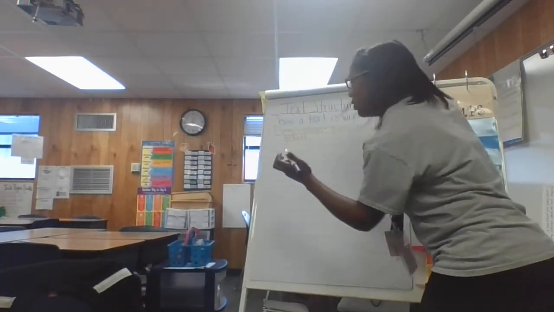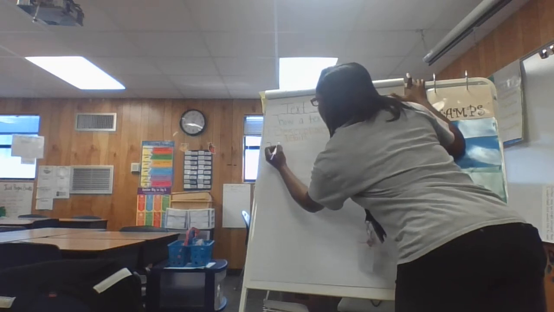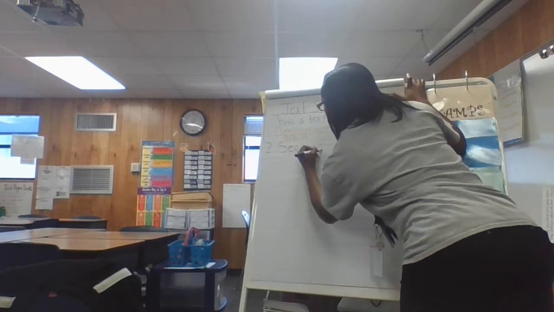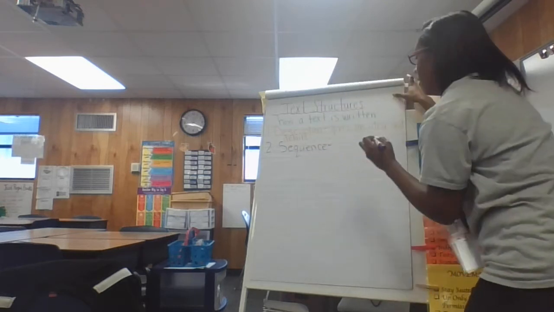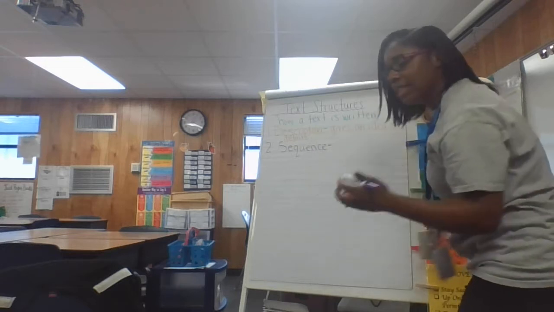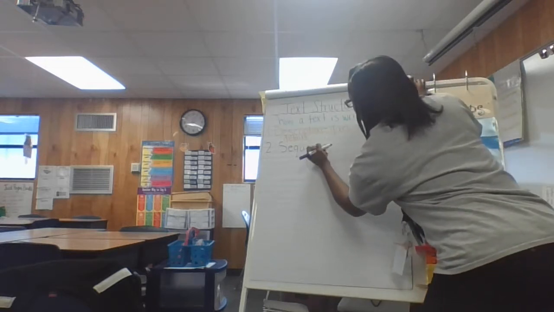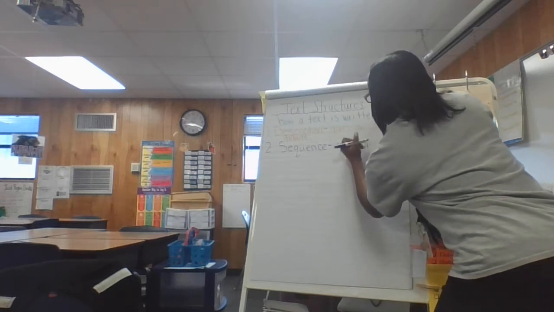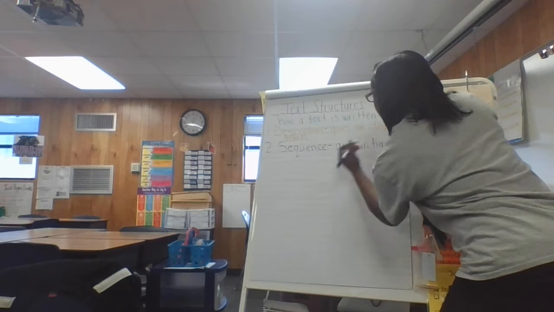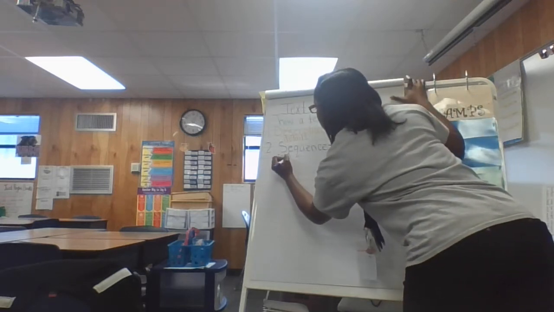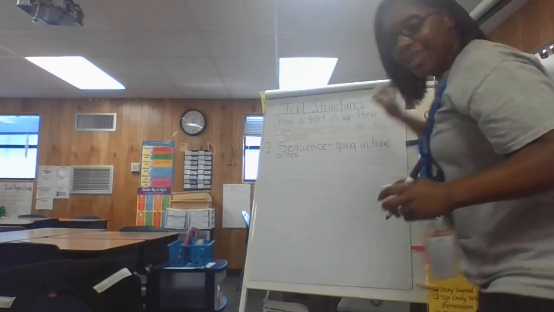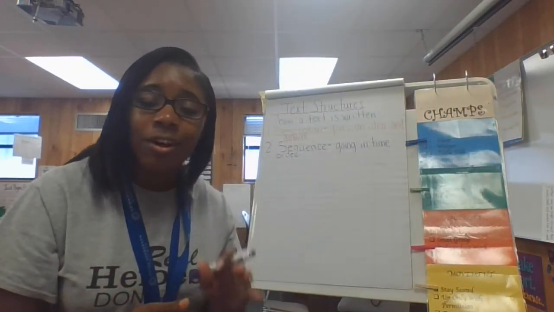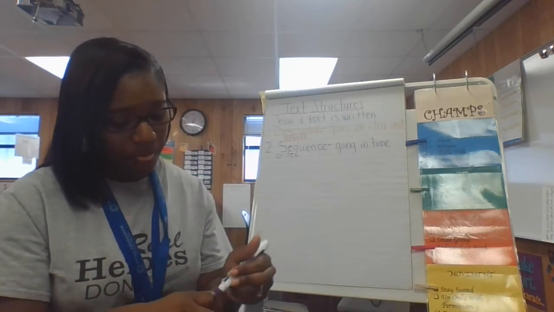So the text structure number 2 is called sequence. And sequence is going in time order. Anytime you're putting events in order, that's talking about sequence, okay?